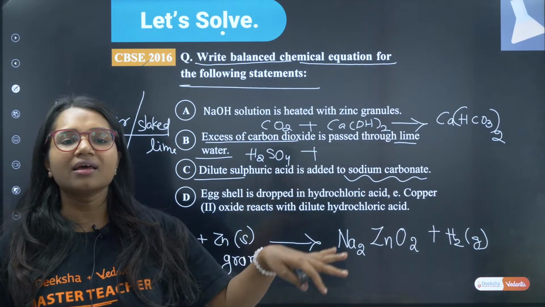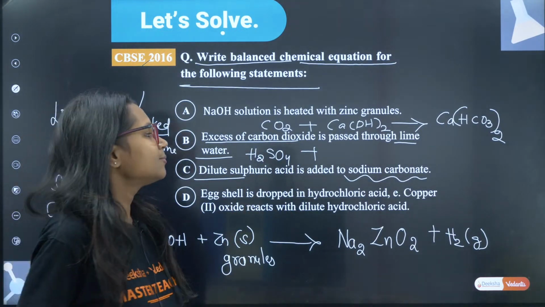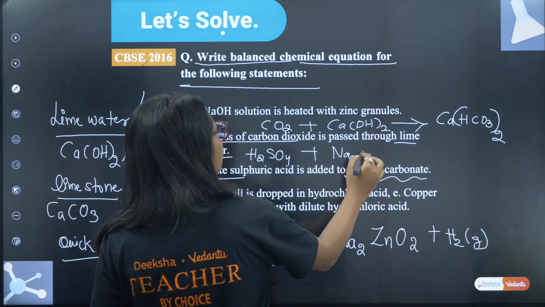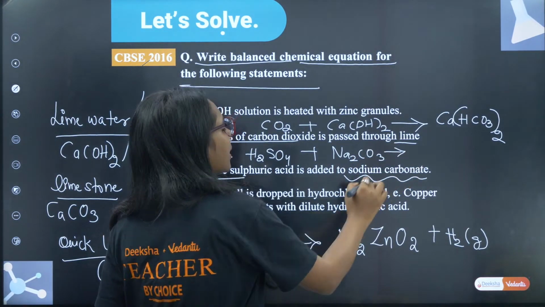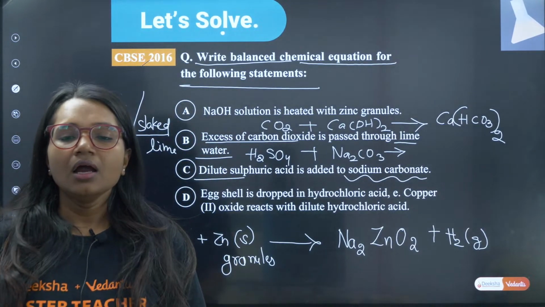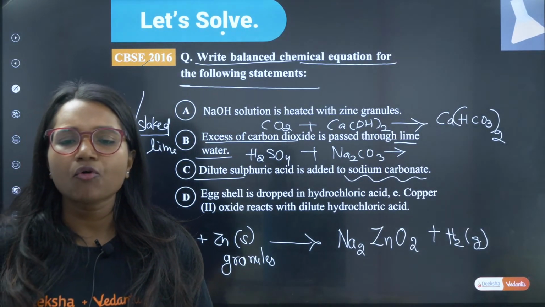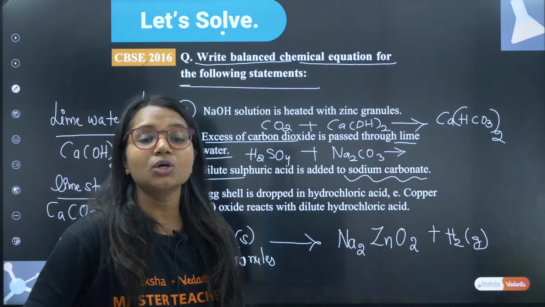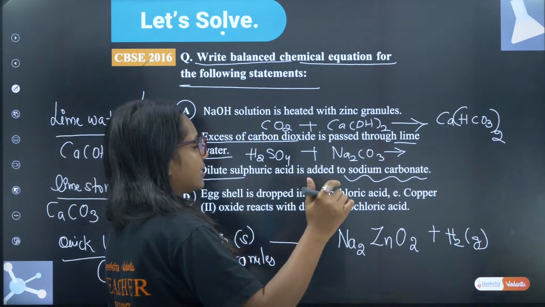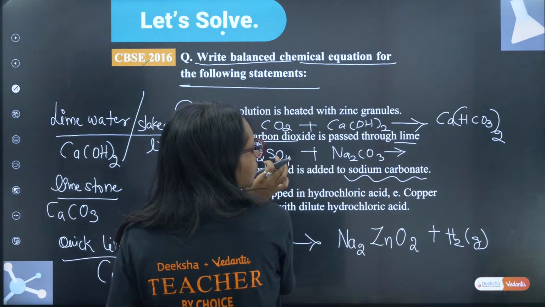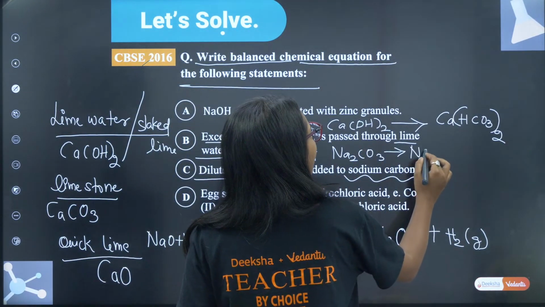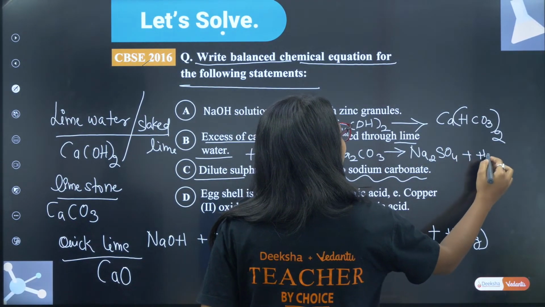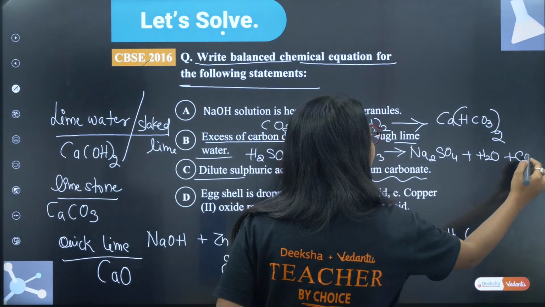First, I will write all the reagents. So, sulfuric acid plus sodium carbonate, Na2CO3. What you are going to get in this? H2SO4 plus sodium carbonate, Na2SO4 plus water plus CO2. Absolutely correct. So here we get H2SO4 plus sodium carbonate. You are going to get Na2SO4 plus water plus CO2 gas.